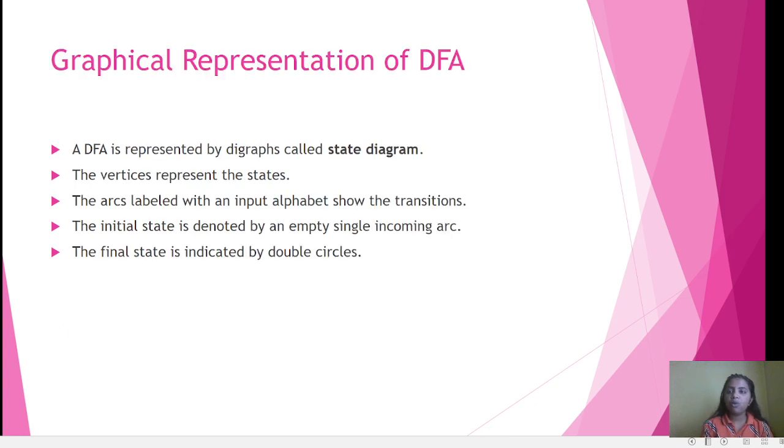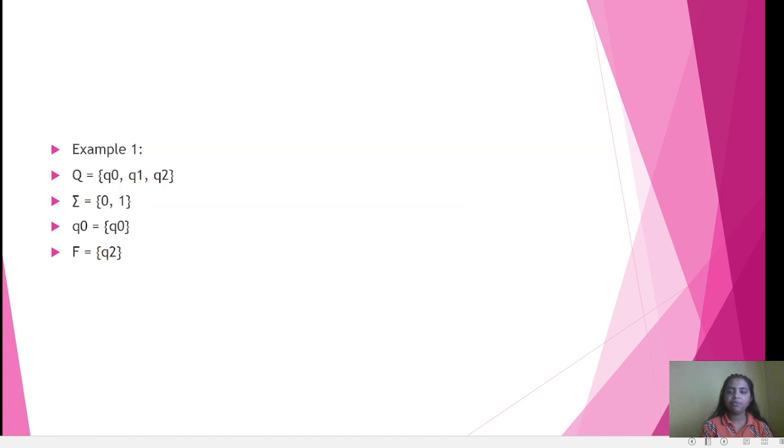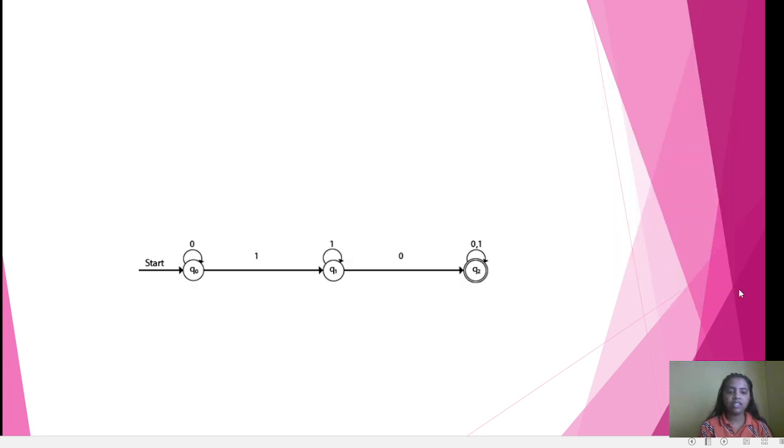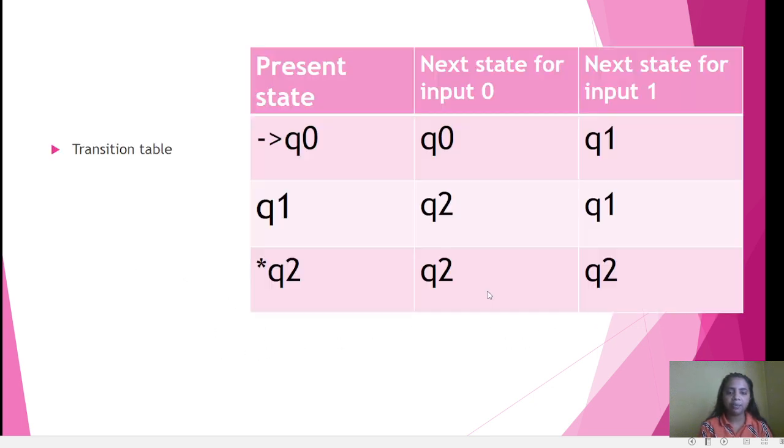Let me look over the graphical representation of DFA. A DFA is represented by digraphs called state diagrams. The vertices represent the states. The arcs labeled with an input alphabet show the transitions. The initial state is denoted by an empty single incoming arc. The final state is indicated by double circles. The initial state is represented with the arc and the final state is represented with the double circle.